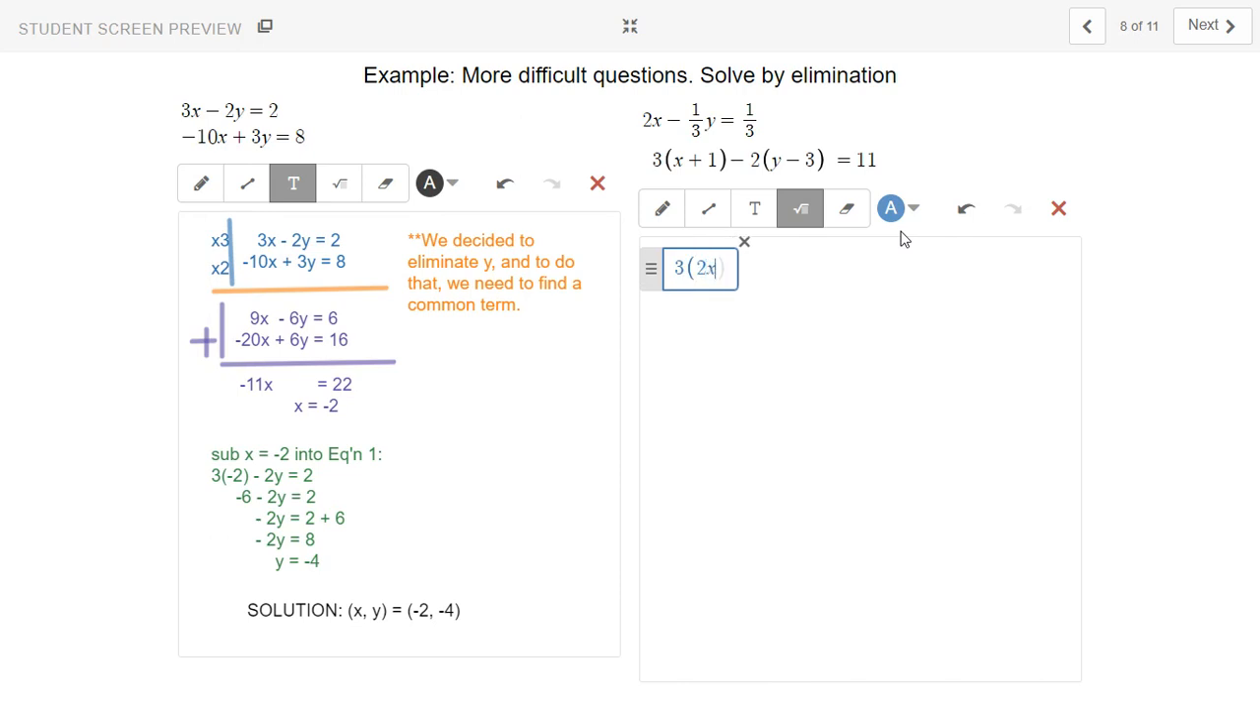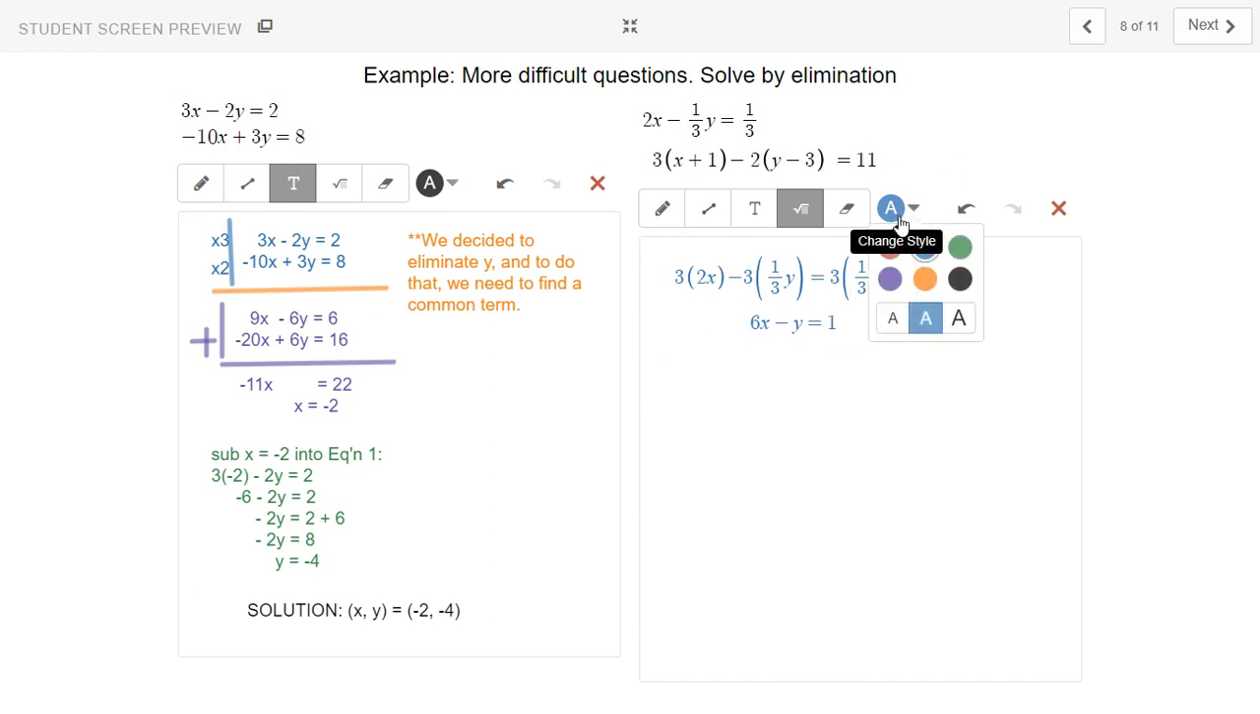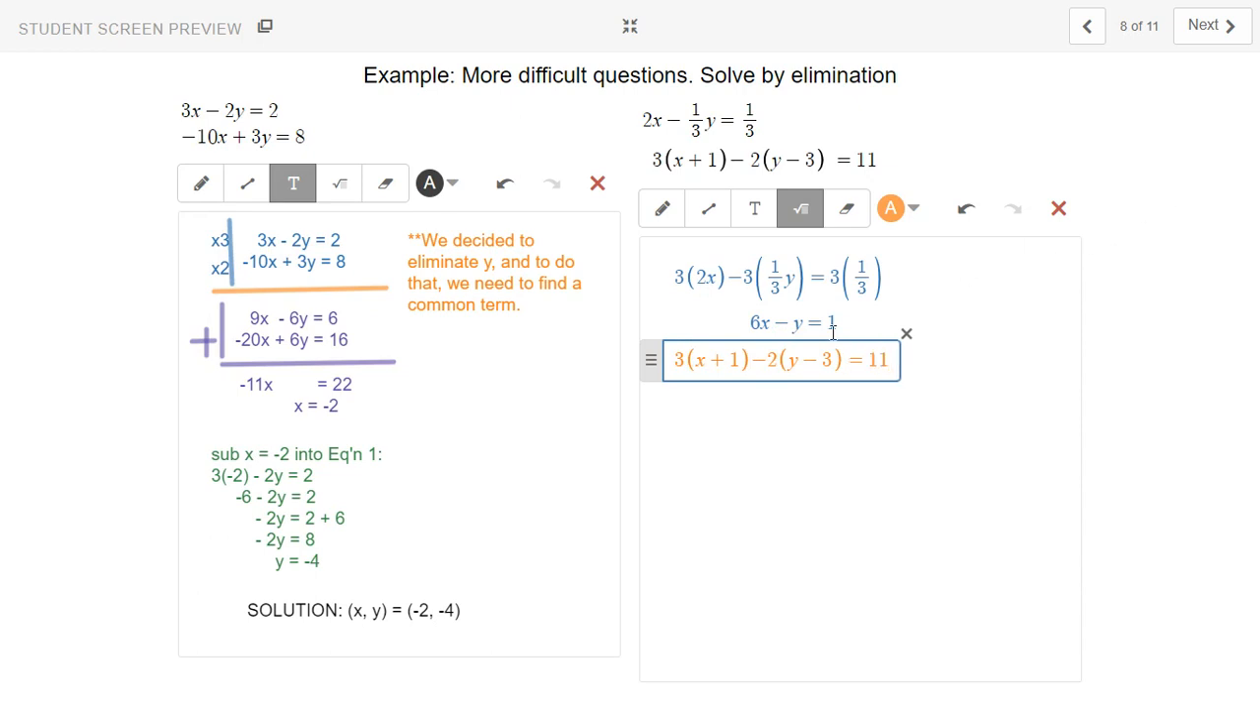We take 3 times each term. This simplifies to 6x minus y is equal to 1. Right? Equation 1. Second equation, 3 times x plus 1 minus 2 times y minus 3 is equal to 11.